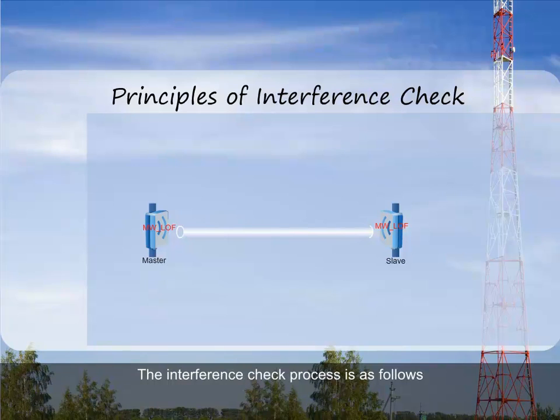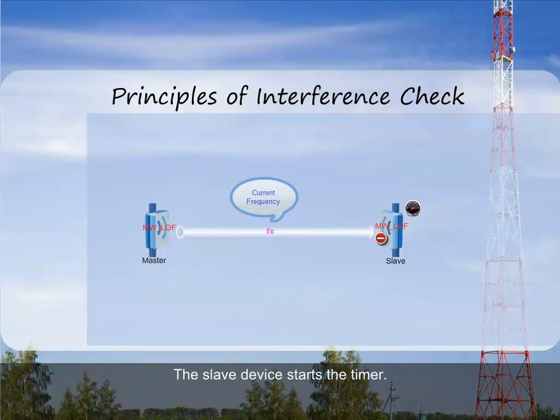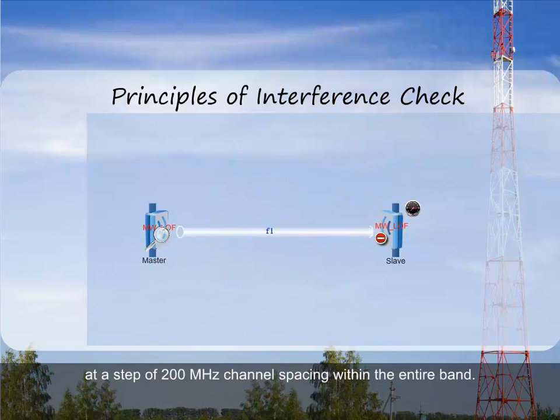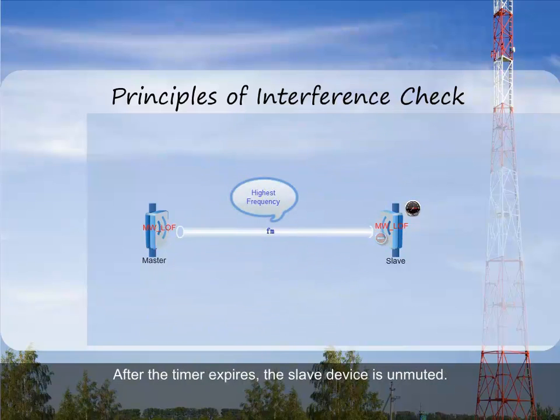The interference check process is as follows. A user mutes the slave device through the NMS. The slave device starts the timer. After interference check is started, the master device scans frequencies, starting from the lowest frequency at a step of 200 MHz channel spacing within the entire band. After the timer expires, the slave device is unmuted.